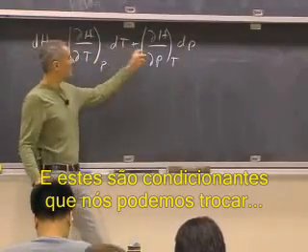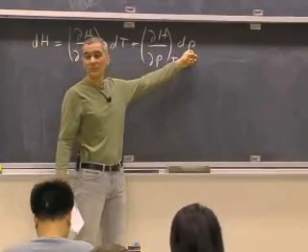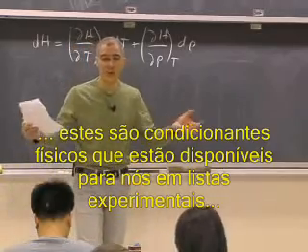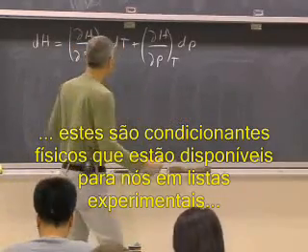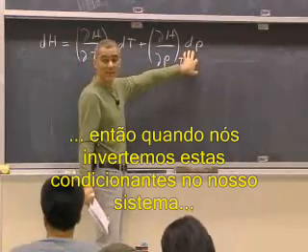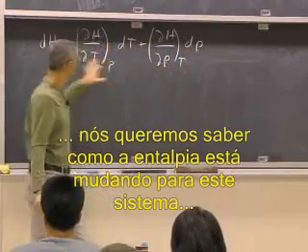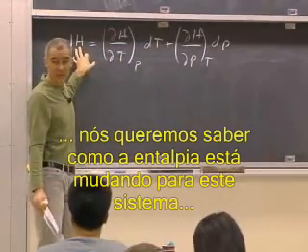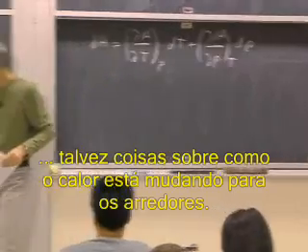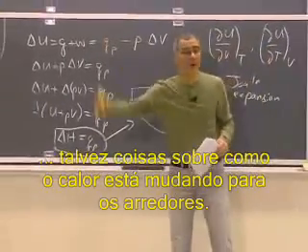And these are knobs that we can turn. We can change the temperature. We can change the pressure. These are physical knobs that are available to us as experimentalists. And so when we turn these knobs on our system, we want to know how the enthalpy is changing for that system, because eventually they will tell us things about how heat is changing further on.